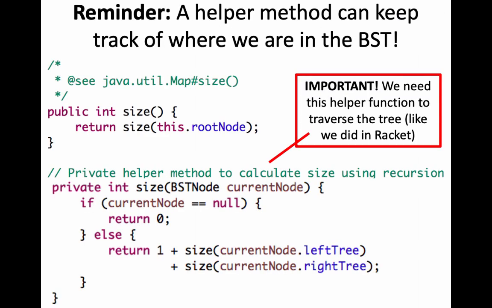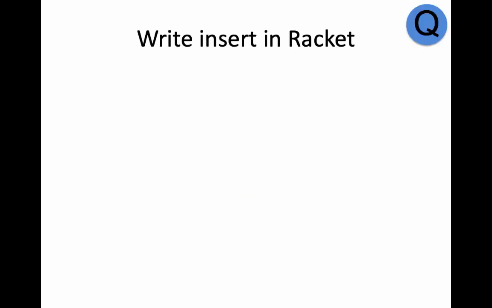When we were doing things in Java in general, we were going to use a helper method to keep track of where we were in the BST. So here the size method shows that I'm keeping track of the current node. As I'm walking through the binary search tree, that current node is keeping track of where in the tree I am. Okay, try and write insert in Racket and Java, and I'll keep going.